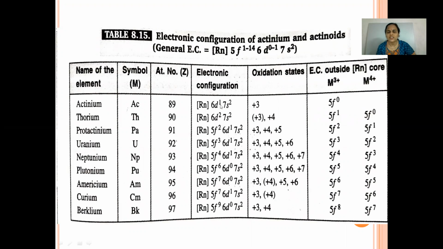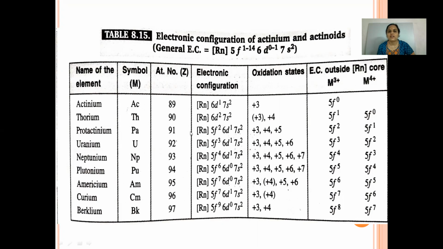The general electronic configuration is [Rn] 5f 1 to 14, 6d 0 to 1, 7s2. So the first element, actinium, atomic number 89, is [Rn] 6d1 7s2. And all actinoid elements exhibit the +3 oxidation state. In addition to +3, they exhibit variable oxidation states also. Thorium, whose atomic number is 90, has the electronic configuration [Rn] 6d2 7s2.